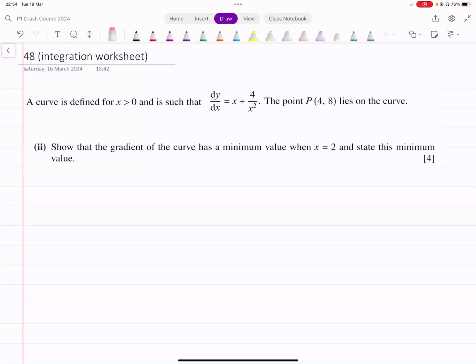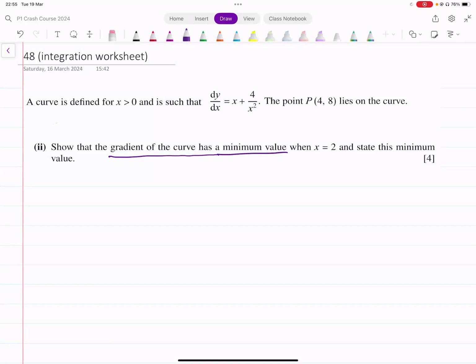Okay, now think about this. This statement is slightly confusing. What are they asking for? They're asking for the minimum value of what? Minimum value of the gradient of the curve. They're not asking for the minimum value of the actual function. They're asking for the minimum value of the gradient of the curve.